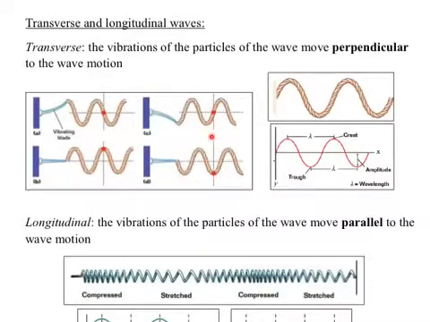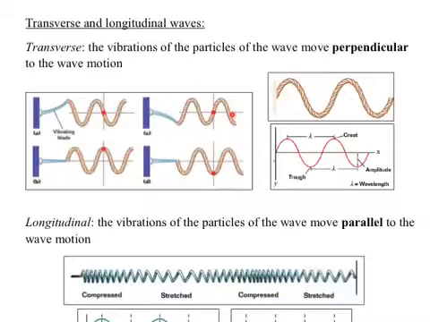Well, the wave's motion is this way. But the particle, this point on the wave, right here, or here, or here, or here, is only moving up and down. So the motion of the particle is up and down, the motion of the wave is left to right, and therefore they are perpendicular to one another.